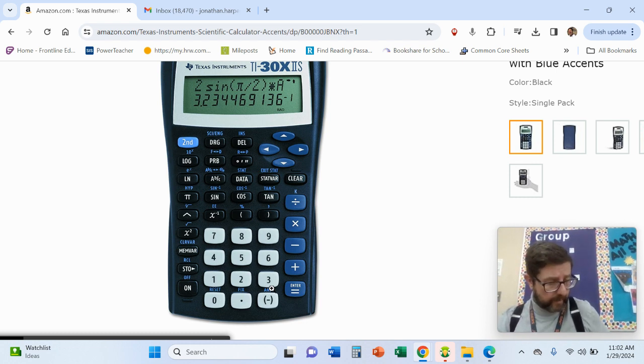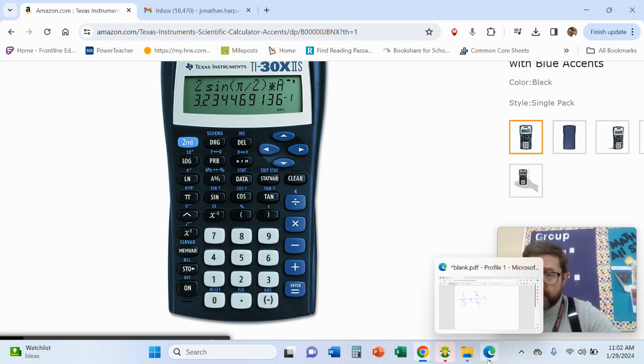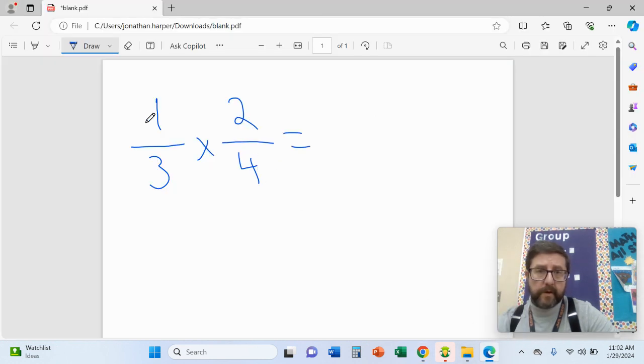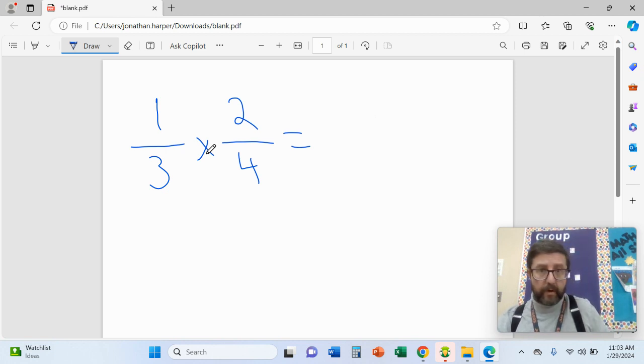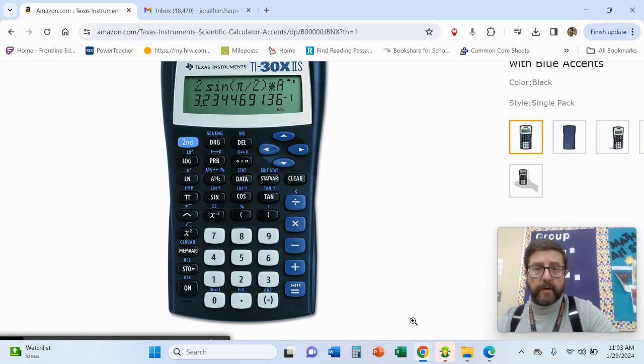So on my calculator, I'm going to hit 1, fraction button, 3. Remember, this here is the fraction button. So let's find out what the rest of our equation was. 1, fraction button, 3. Then we hit times, the multiplication button. Whoops, you know what? I messed up. Okay, let's go 1, fraction button, 3, times 2, fraction button, 4.